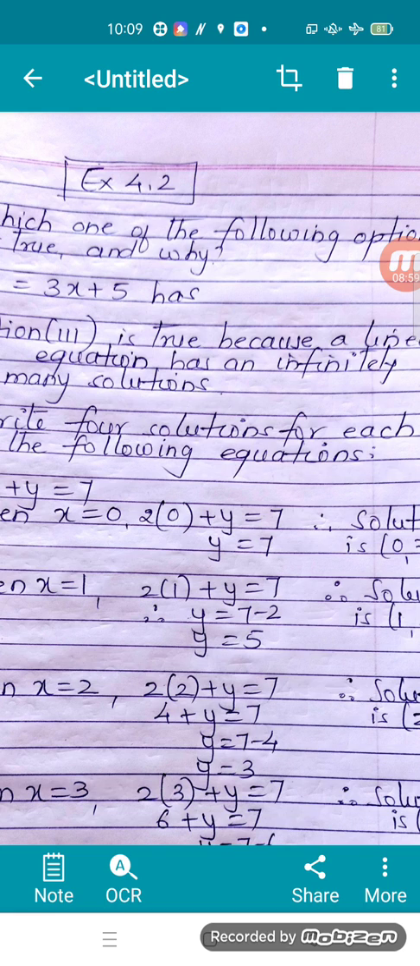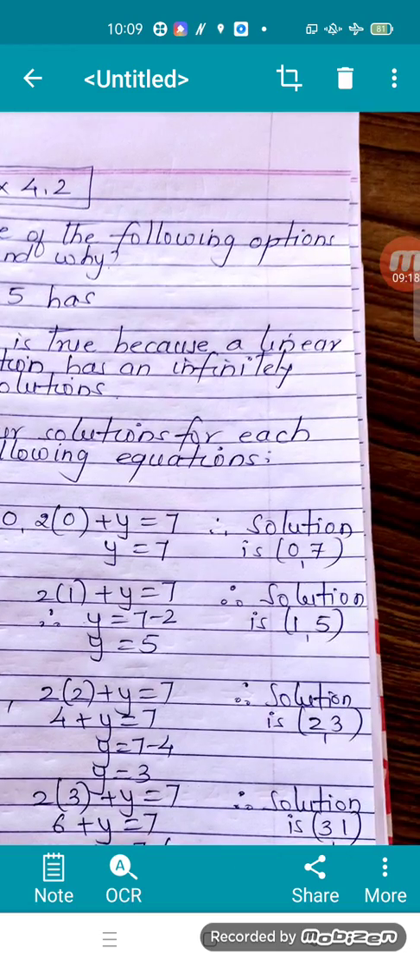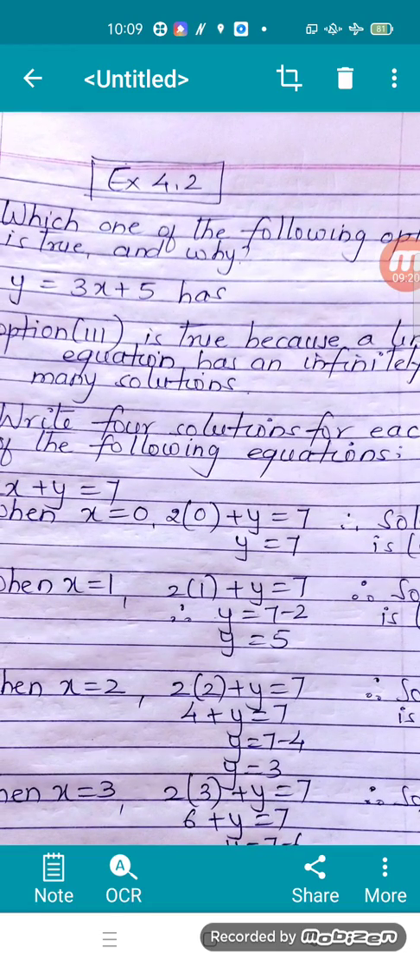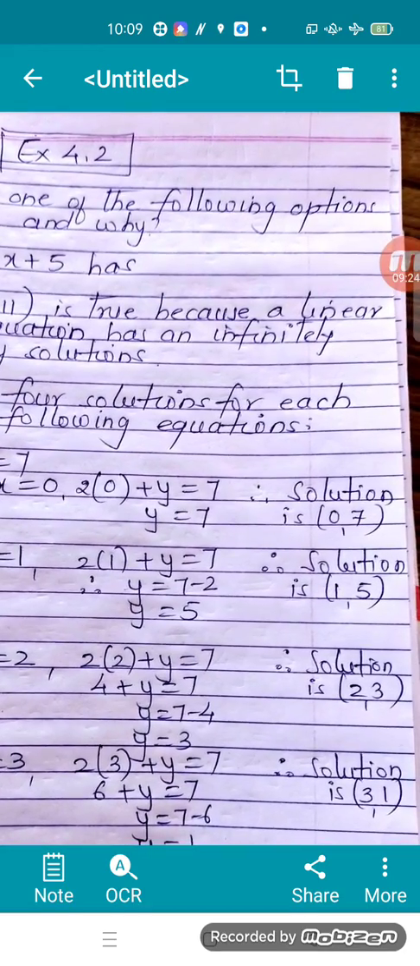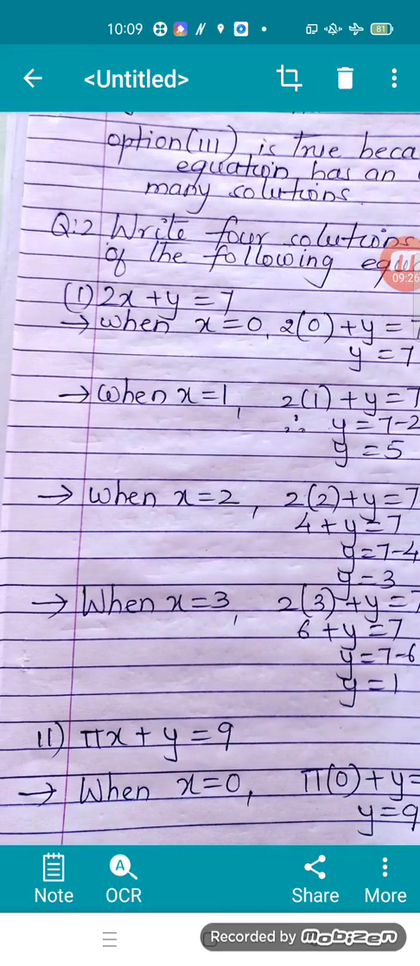Second, x equal to 1. 2 into 1 plus y is equal to 7. So y is equal to 7 minus 2 gives you 5. So the solution is 1, 5. x equal to 2. 2 into 2 plus y is equal to 7. y is equal to 7 minus 4. So y is equal to 3. Solution is 2, 3. Please check. In the same way, put x equal to 3.